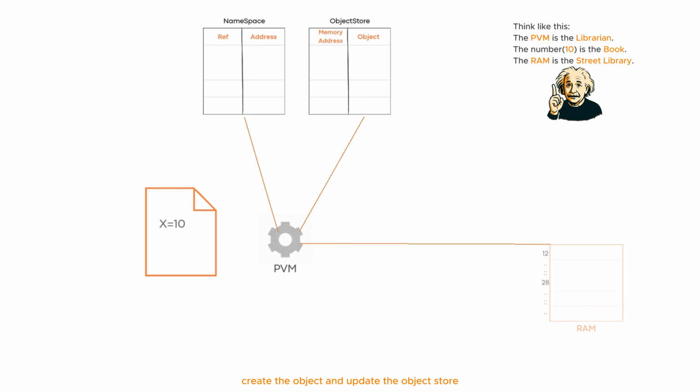Step 3. Create the object and update the object store. Because the value 10 doesn't exist in memory, the PVM now reserves a new space in memory for it. It then updates the object store, mapping the new memory address to the new value. For example, 28 now holds the value 10.